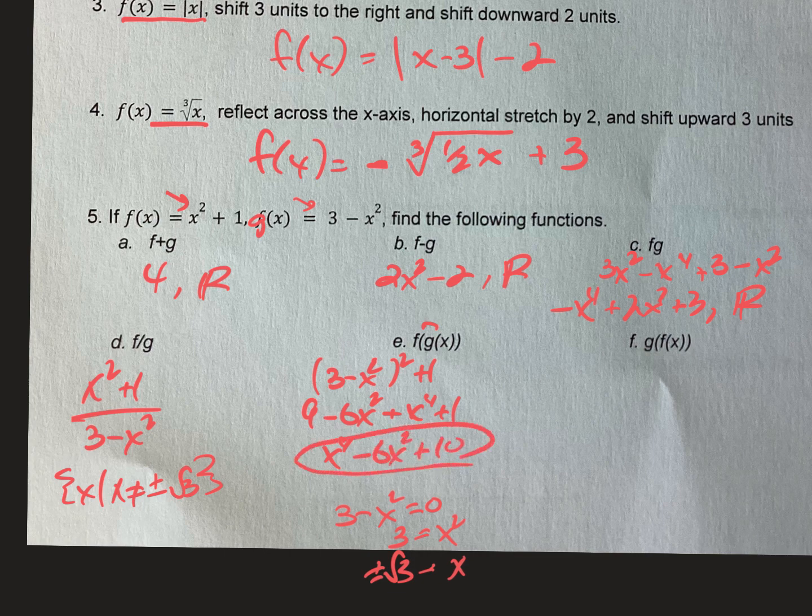Now it's going to ask you for domain. The way you do domain of those types is you do the domain of the second one, which is all reals, and then compare it with your answer, which is also all reals. So that domain is all reals. And the last one is g of f of x.